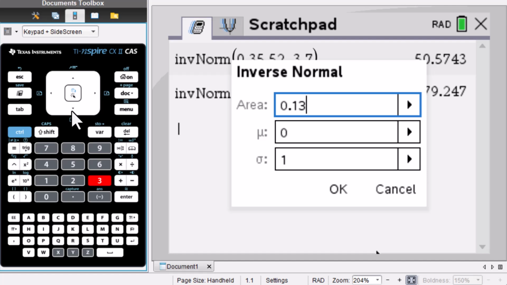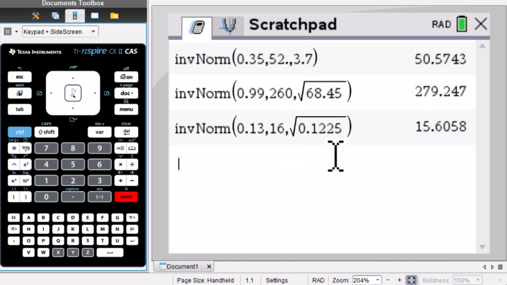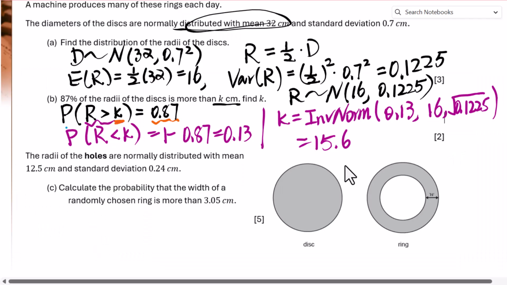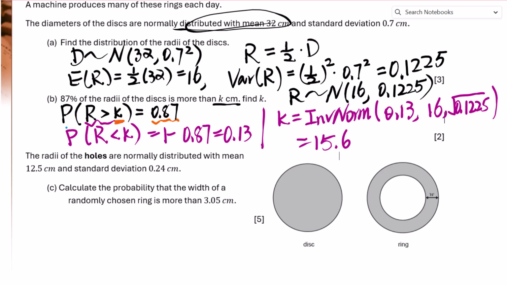0.13 as the area. Mean is 16. Standard deviation is the square root 0.1225. Enter. Answer is 15.6. So remember, when you're looking for inverse norm, you have to change it into probability of R less than K, so that you can get this area.